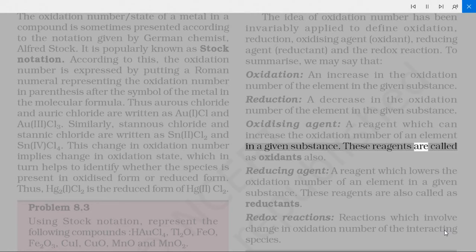These reagents are called oxidants also. Reducing agent is a reagent which lowers the oxidation number of an element in a given substance. These reagents are also called reductants. Redox reactions are reactions which involve change in oxidation number of the interacting species.